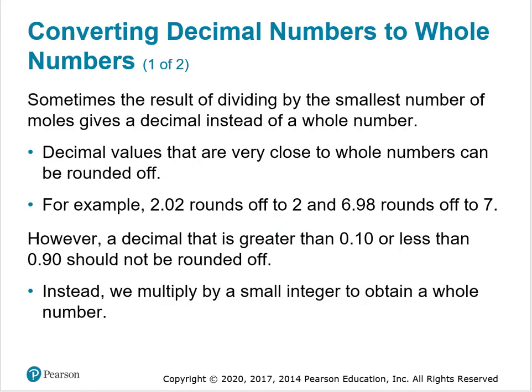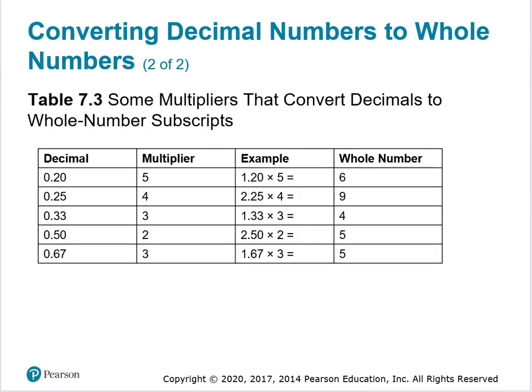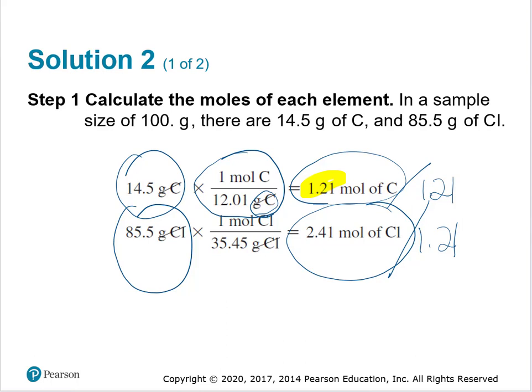In both of those examples, our numbers were really close to a whole number. For example, 2.02 we can round to 2. 6.98 we can round to 7. However, if we have a decimal that's greater than 0.1 or less than 0.9, we should not round it. Instead, we would multiply all of the elements in the compound by a number to get that decimal to the nearest whole number.